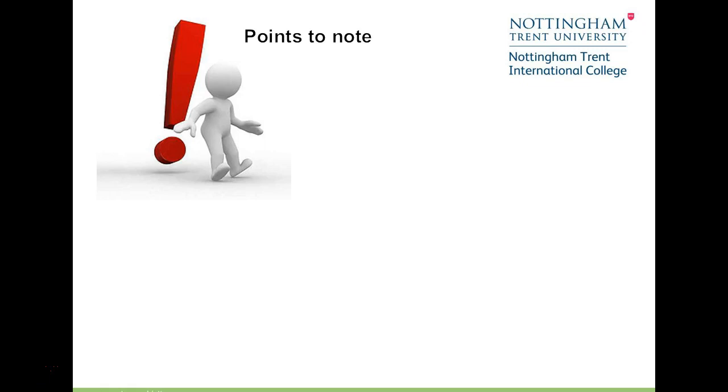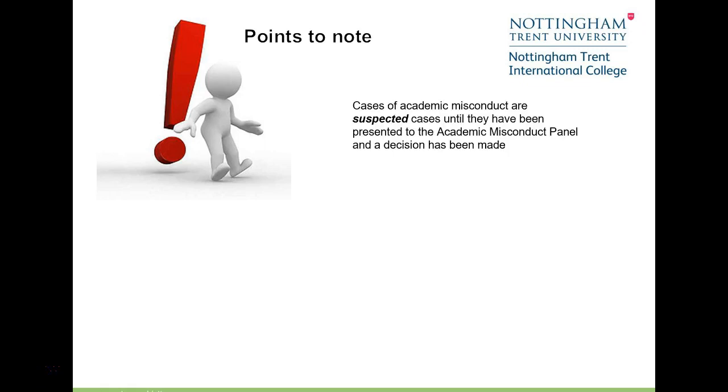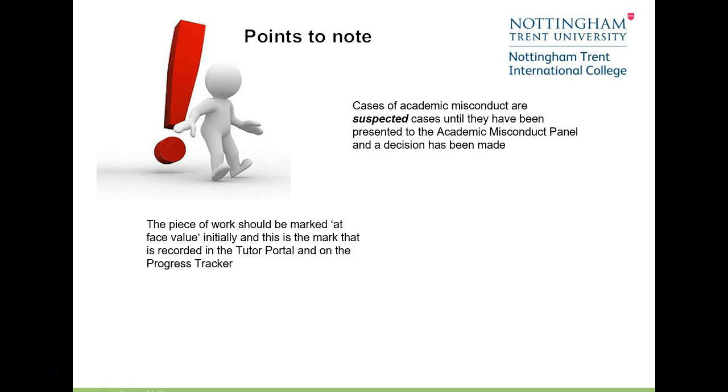Just a couple of points to note to begin with. Cases of academic misconduct are suspected cases until they've been presented to the academic misconduct panel and a decision has been made. So the piece of work should be marked by the tutor at face value initially, and this is the mark that is recorded in the tutor portal and on the progress tracker. After the academic misconduct panel meets, any penalty will be applied by college services.